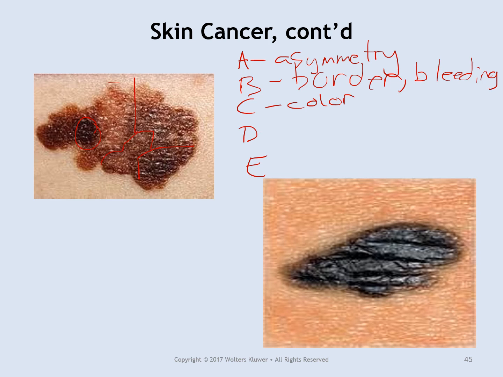The D stands for diameter. You don't want it to be any further around in diameter than your pencil eraser. If it's getting bigger than that, please go see someone. And then E stands for evolving.